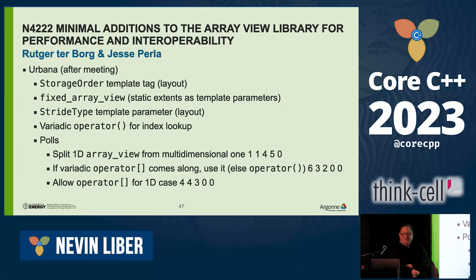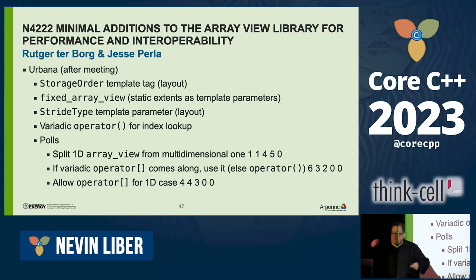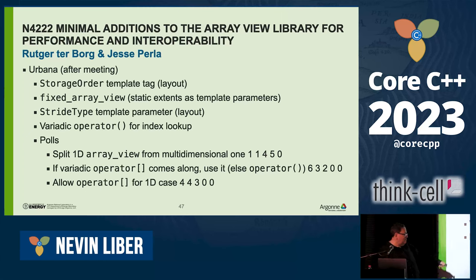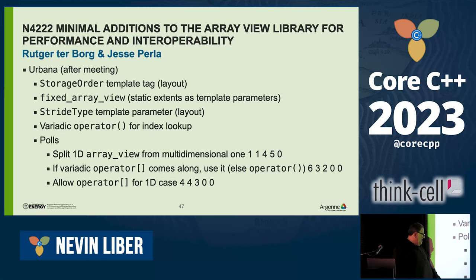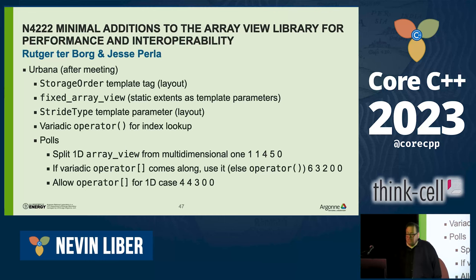And kind of after the meeting, like at Urbana, there were a bunch of like, well, we should add the variadic function call operator so we can do lookup that way. We still want fixed array view. Took some polls. So now we can have both syntaxes for the one-dimensional case.